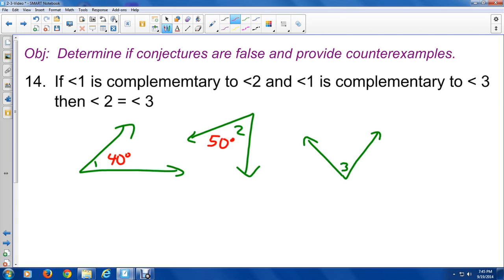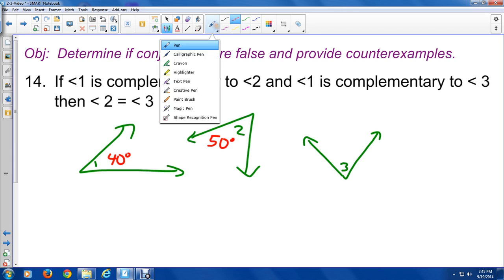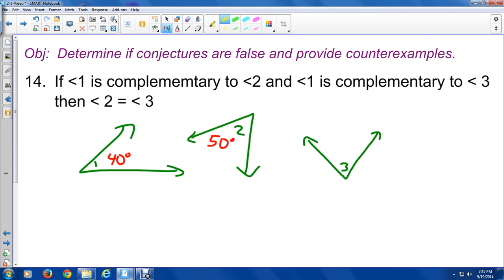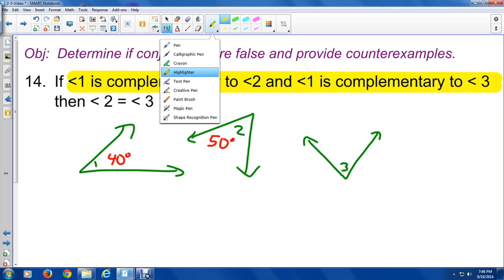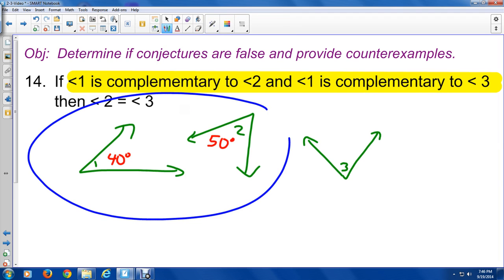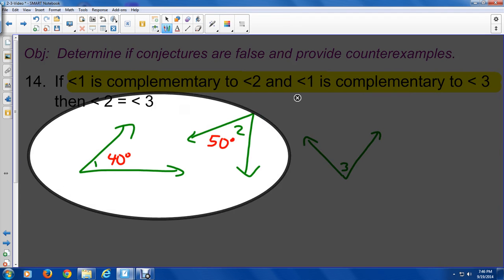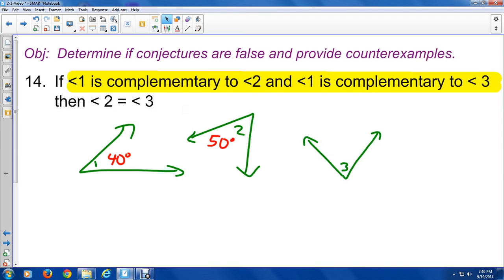40 plus 50 equals 90? Okay, good. I satisfied the first part. Be careful when you read this one. This is a rather long conditional statement, and my hypothesis actually keeps going until my then, which is not till the second line. So I've only made half of my hypothesis true. Angle 1 is complementary to angle 2. That's what I have done right here. Okay, moving on, let's go ahead and look at the second part of this.